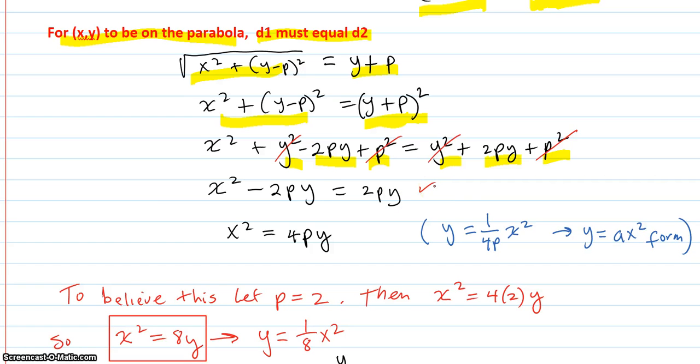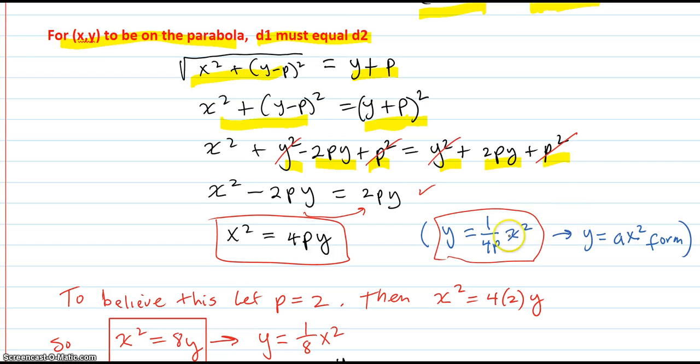Now all we're going to do is add 2py to both sides, and we're going to result in 4py on the right. And that is the equation. Now I want you to realize that you could divide by 4p and get this form, and you recognize that as a parabola.